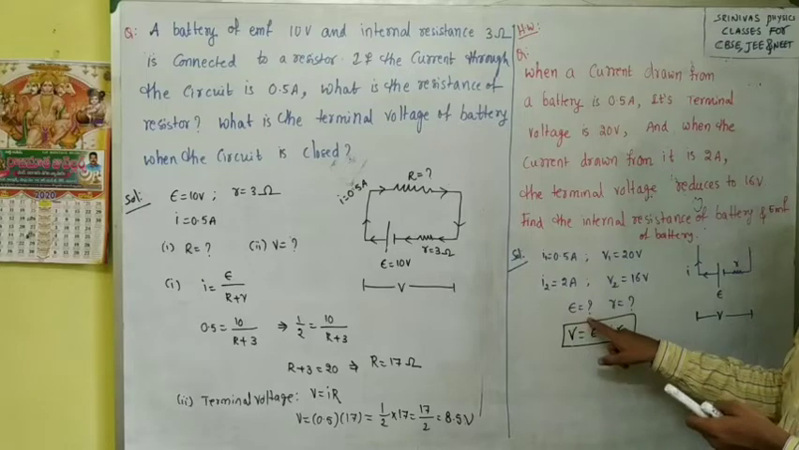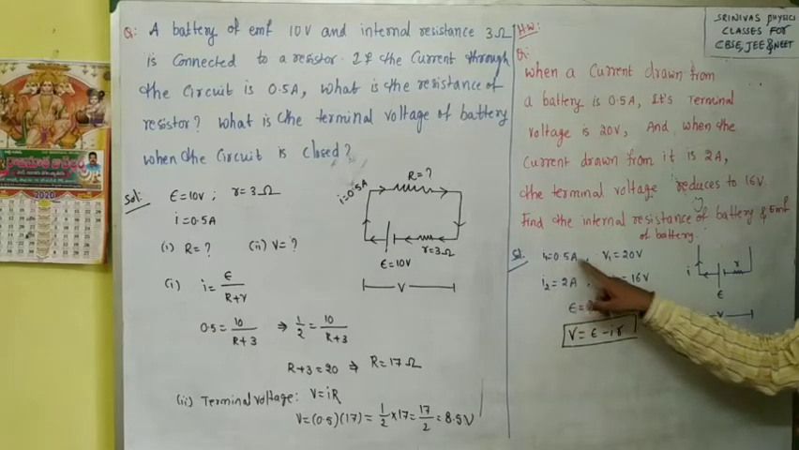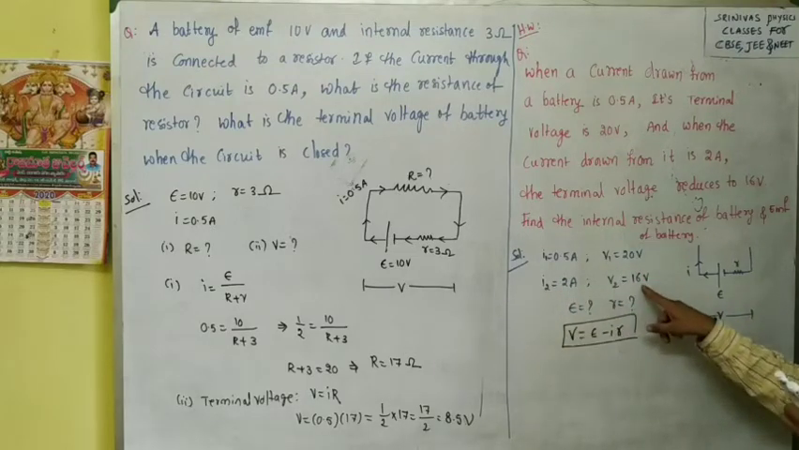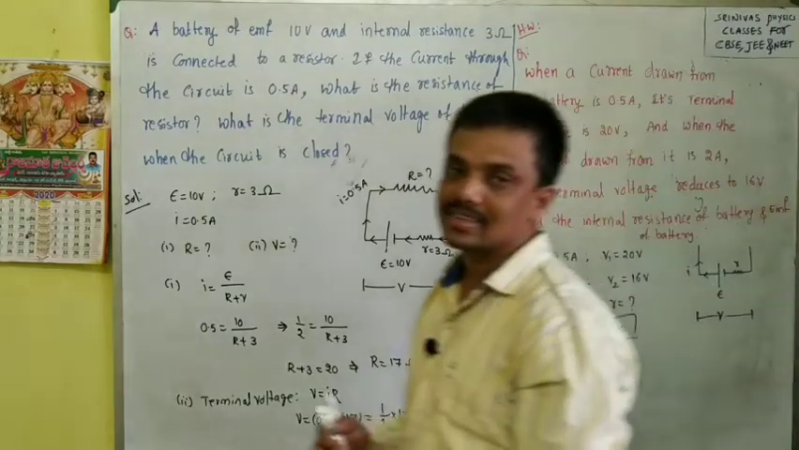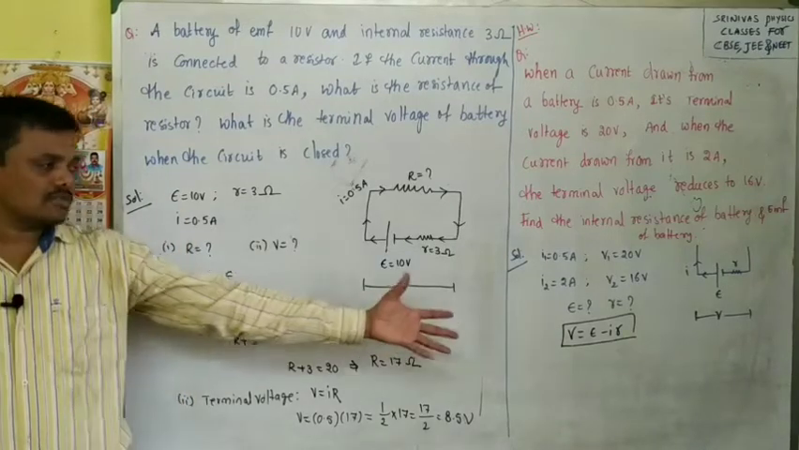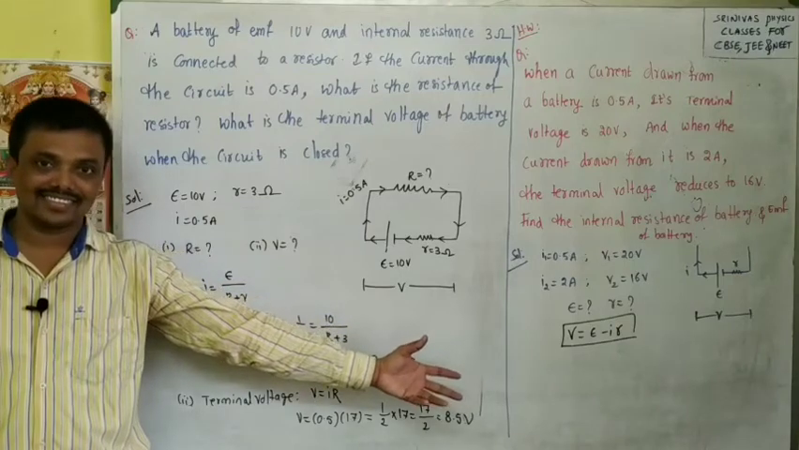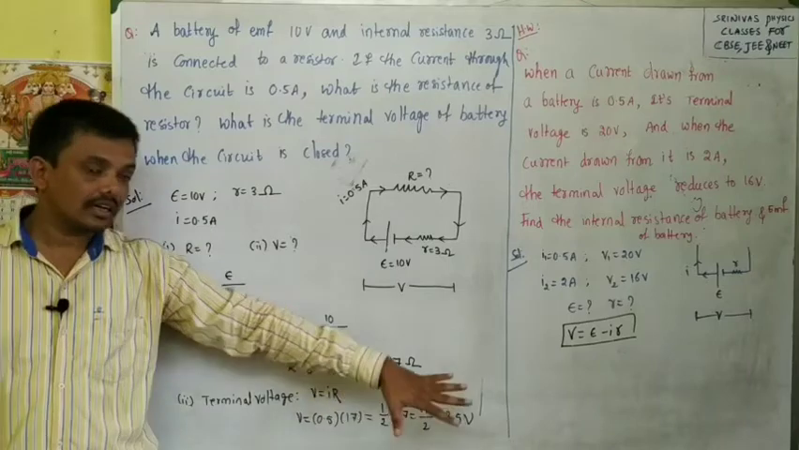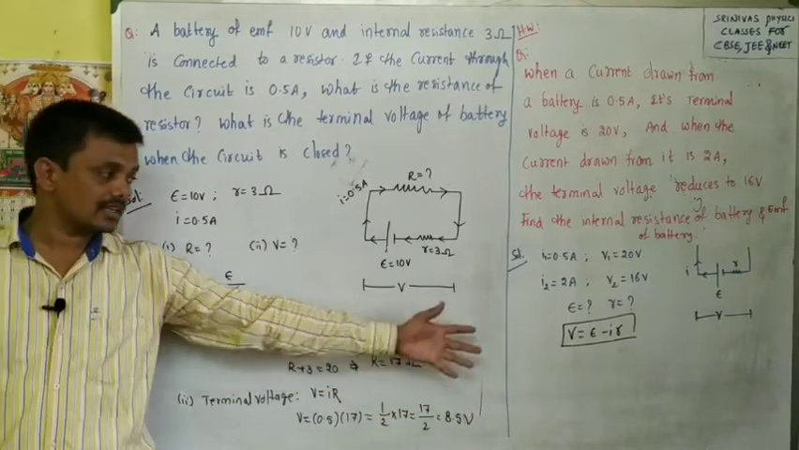The question is: how much is the EMF and how much is the internal resistance? Firstly, we draw the current 0.5, and at that moment the terminal voltage is 20 volts. Next we draw the current 2 amperes, and at that moment the terminal voltage is 16 volts. Then our question is how much the EMF is and how much the internal resistance is. Take the screenshot, I gave the hint also. I am expecting the answer. You must write this answer in the YouTube comment.